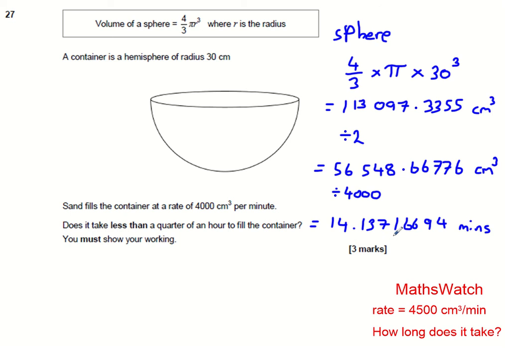And we need to say whether that is less than quarter of an hour. Well, a quarter of an hour is a quarter of 60 minutes, and a quarter of 60 is 15 minutes. So yes, it does take less than quarter of an hour, because 14.137 is less than 15.